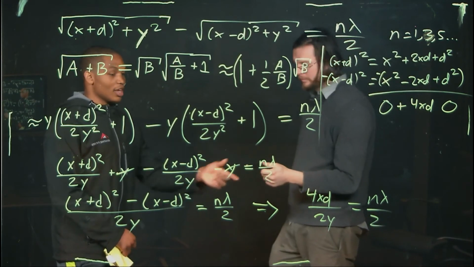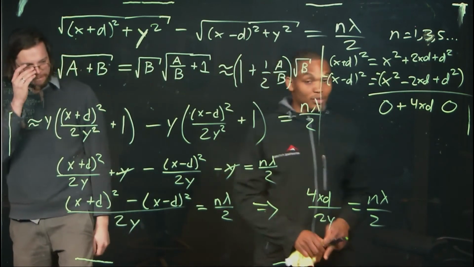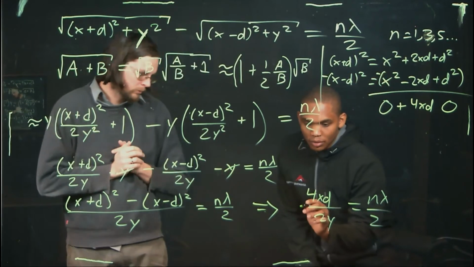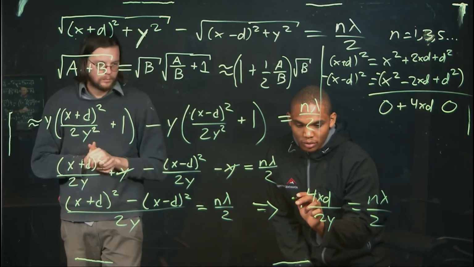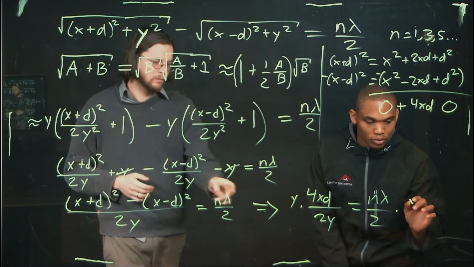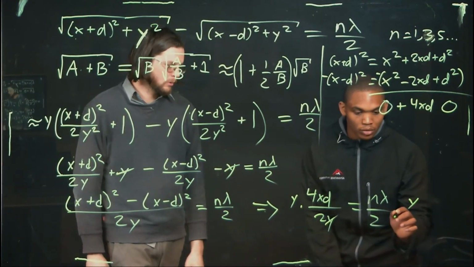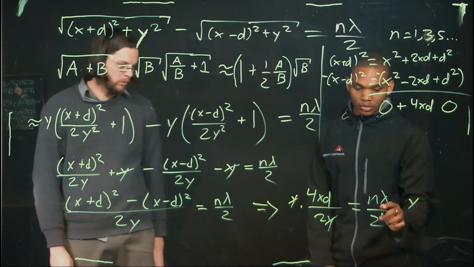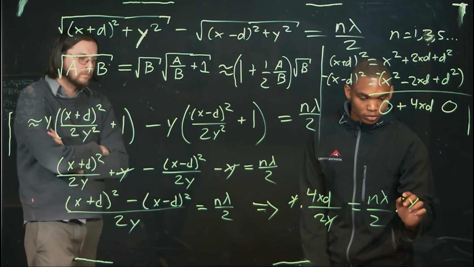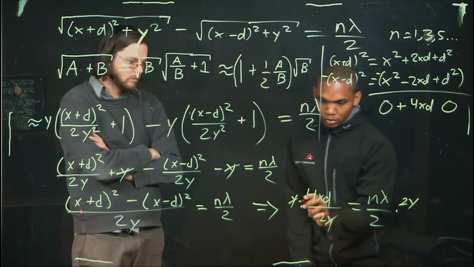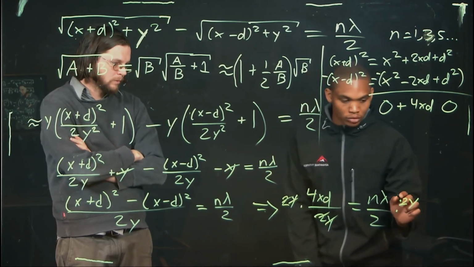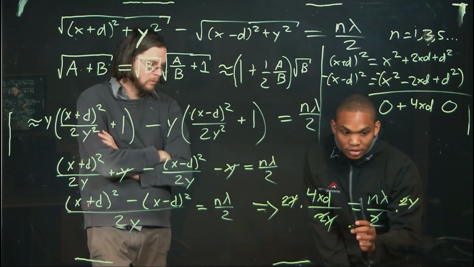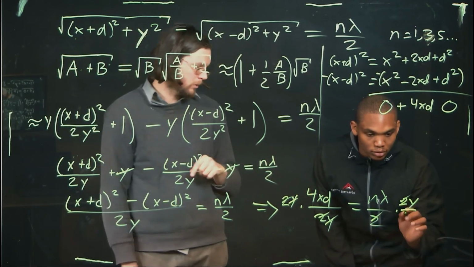I don't know, you want to try it? Anytime, cross multiply and divide. So go ahead and multiply both sides by y, and then the y will cancel from here. Multiply both sides by 2, so those 2's go away. And divide by the n lambda there, right?